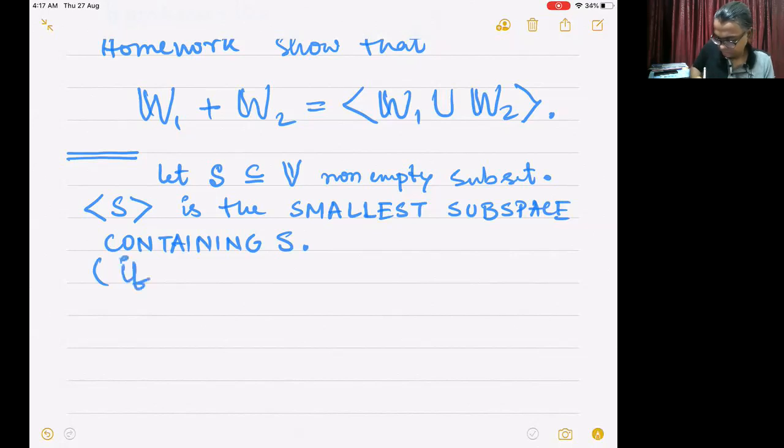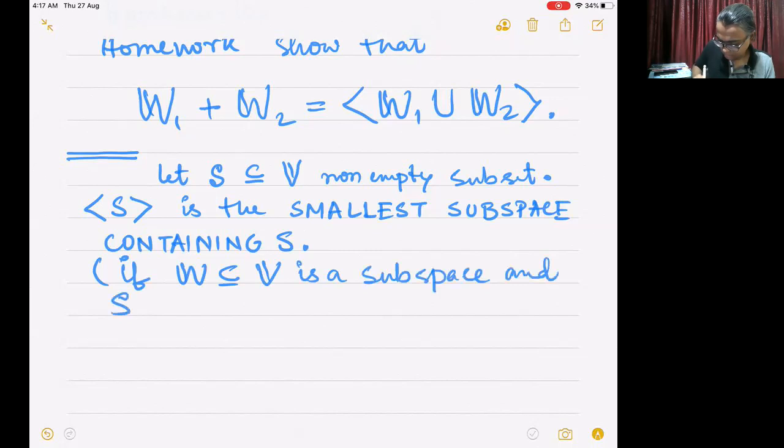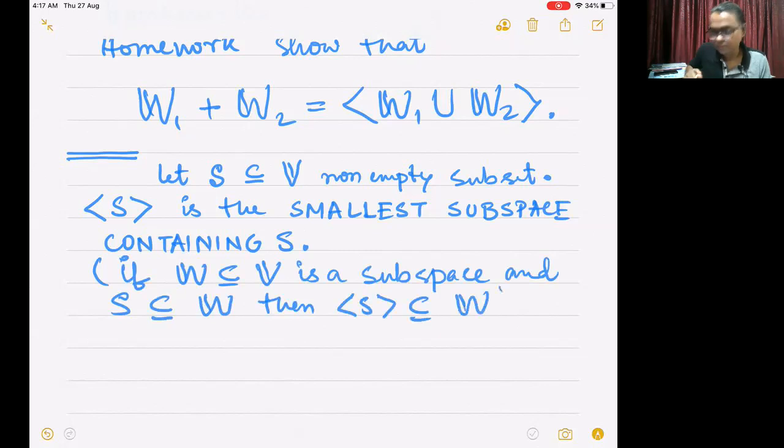If W is a subspace and S is a subset of W, that is W contains S, then span of S must also be there in W. In that sense it is the smallest.